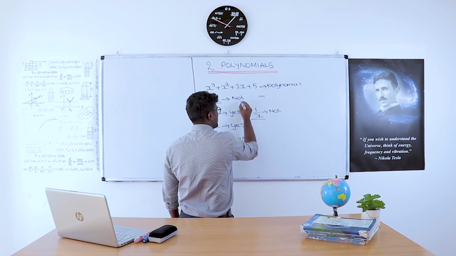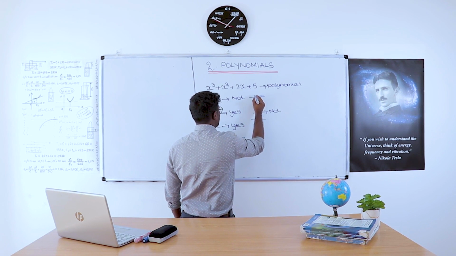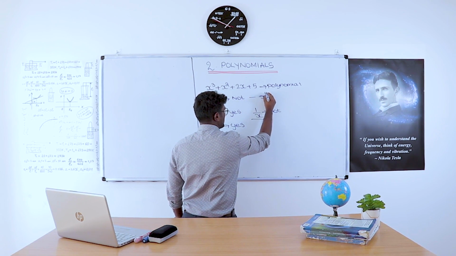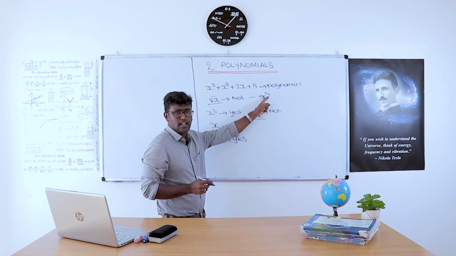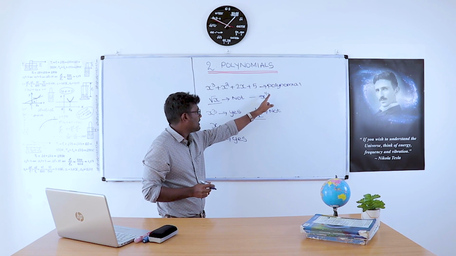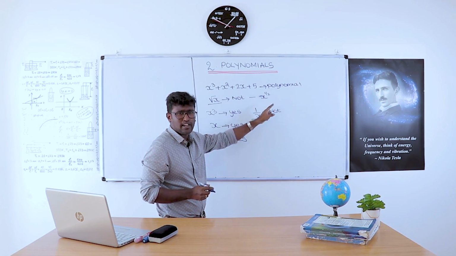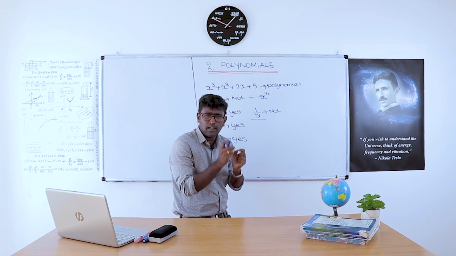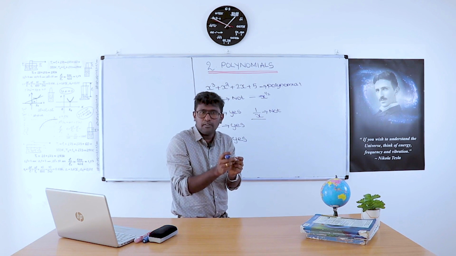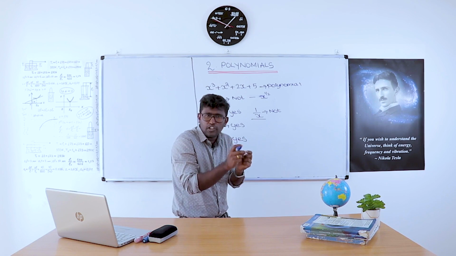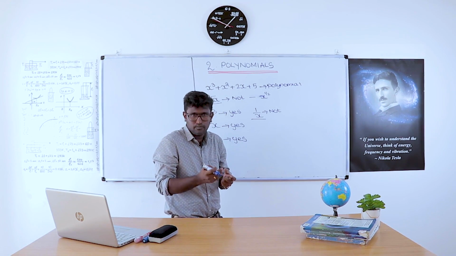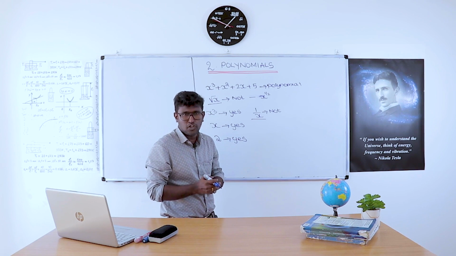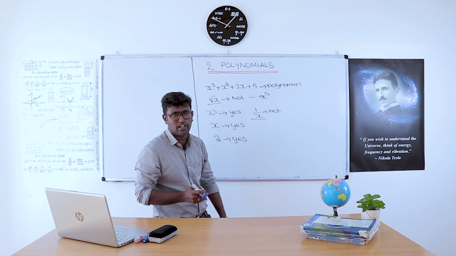How will you expand root x? Root x we can write as x raised to 1 by 2. This is the exponent, which is termed the power. The power is 1 by 2, which is a fraction. If the power of the variable is not a whole number, then that expression is not a polynomial. That's why root x is not a polynomial.